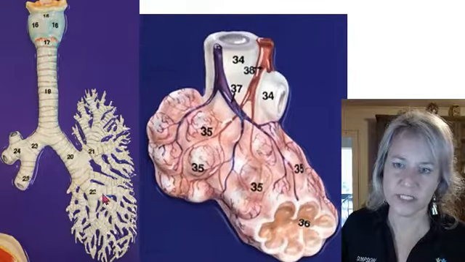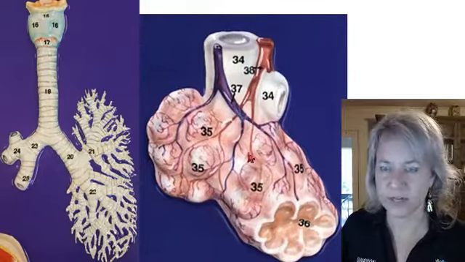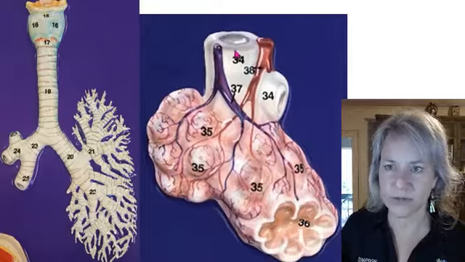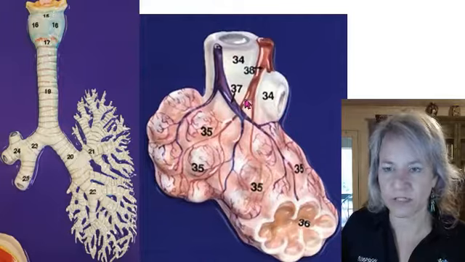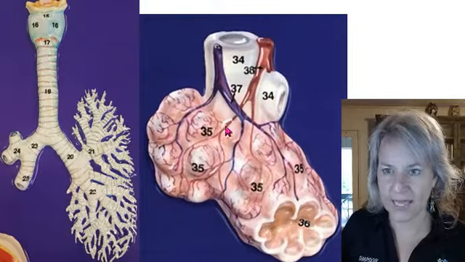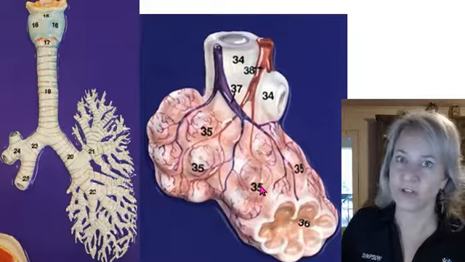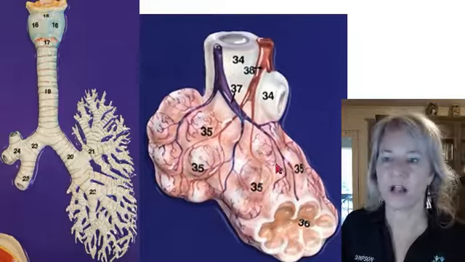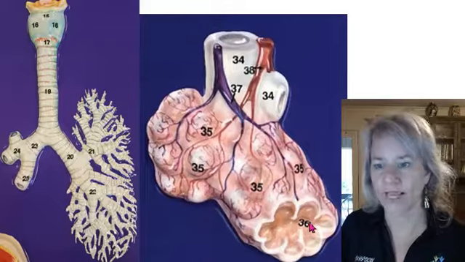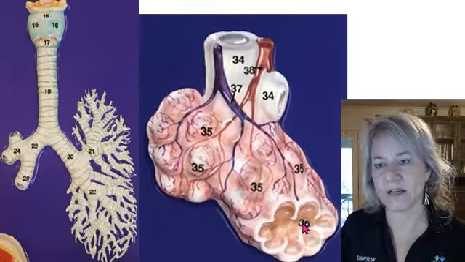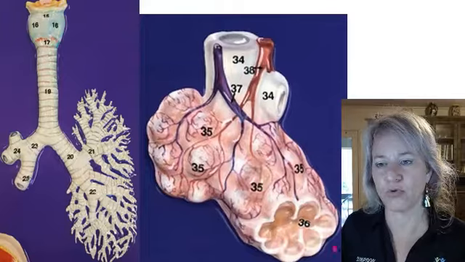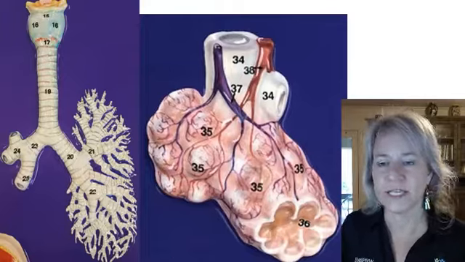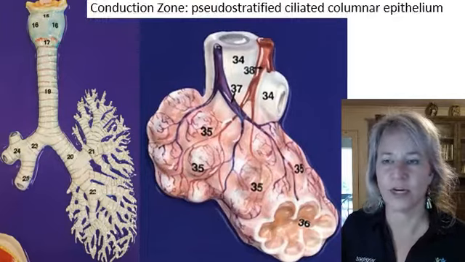So while this is the conduction zone, down here is the respiration zone. So this is going to be the respiratory bronchiole and then alveolar duct. So the alveolar duct has these alveoli. So one is an alveolus, and all of them are alveoli. And then if you have a sac, a collection of 3 or more, like right here, that would be alveolar sac.